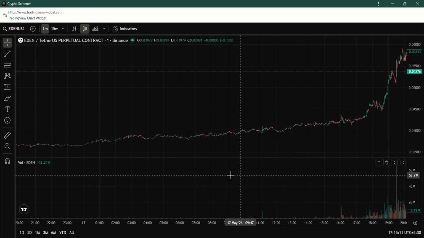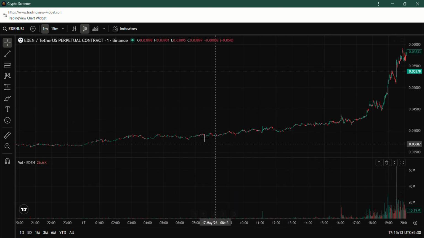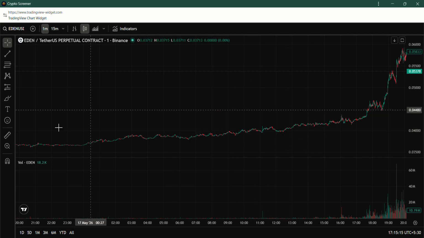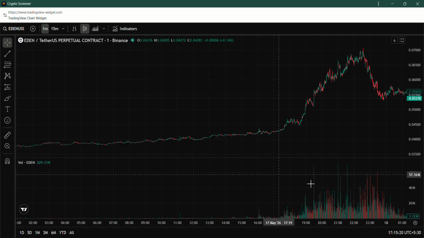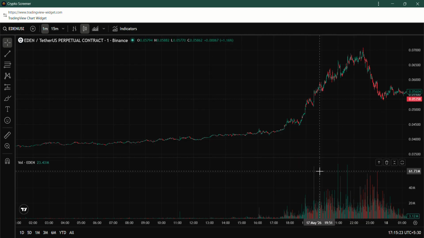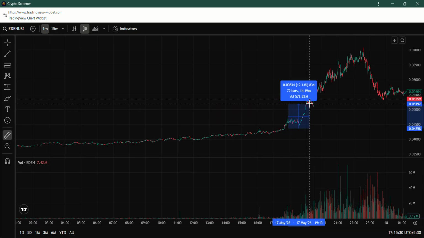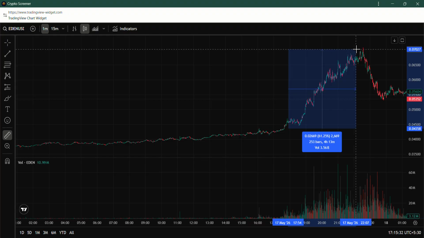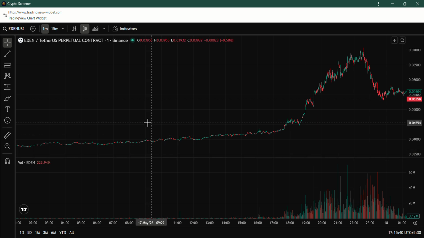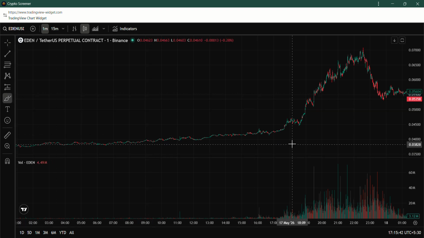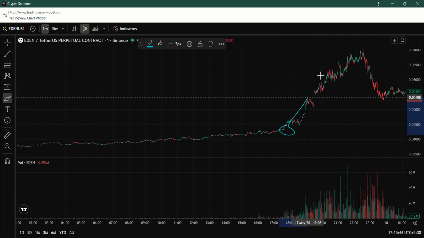Here you can see there is no volume and the price is very tiny. After volume came, the currency price moved very rapidly. When I measure it, it is approximately 60% from there. So what was the reason for the movement of this stock from here to there?